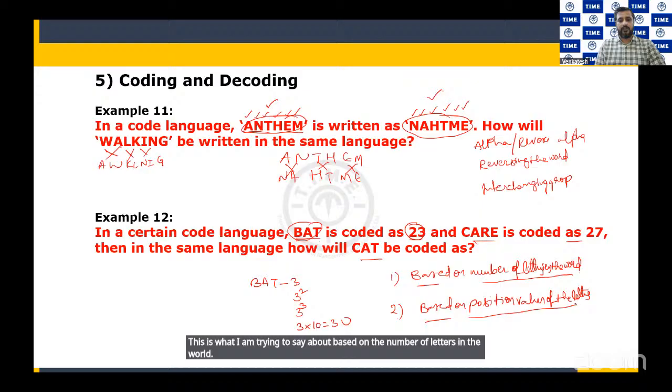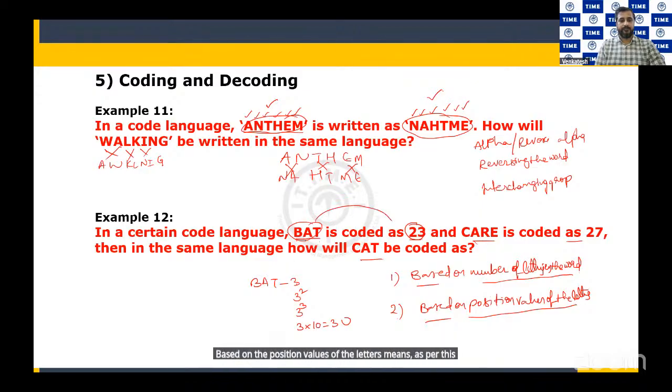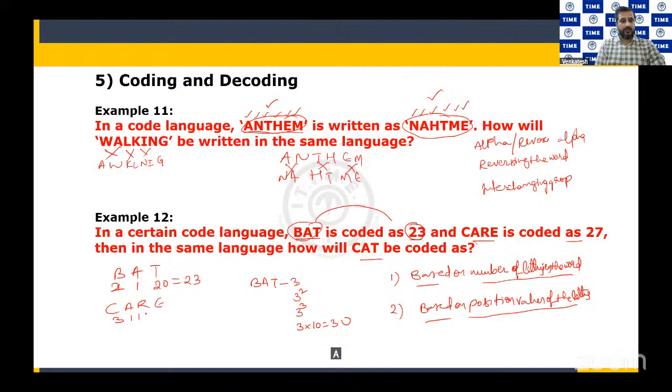Based on the position values of the letters means, as per this question, B position value is 2, A is 1, T is 20. The sum of these three is 23. Similarly, the word care: C is 3, A is 1, R is 18, E is 5. Sum is 27. Similarly, for cat: C is 3, A is 1, T is 20, so it should be 24. You should know these two before going to the exam.